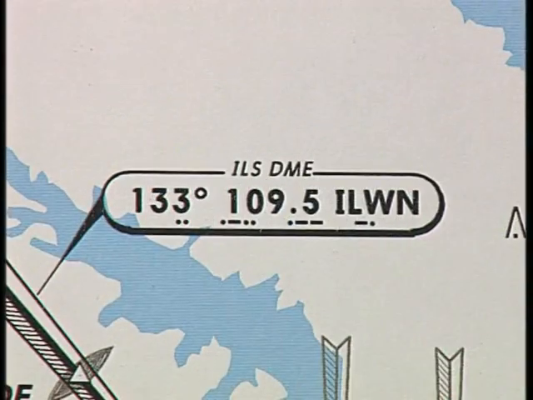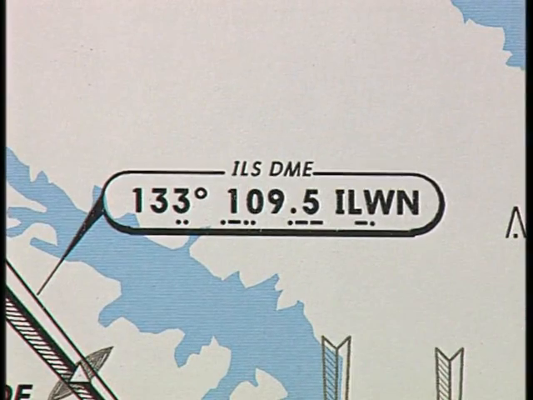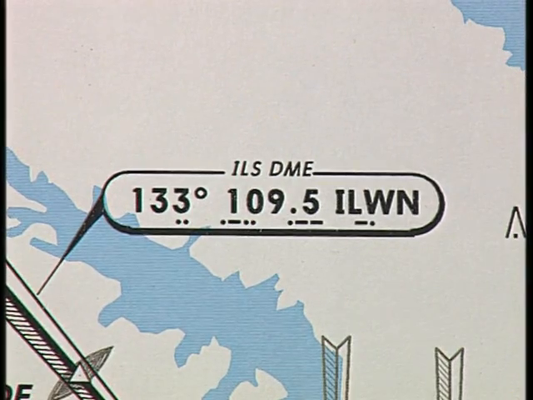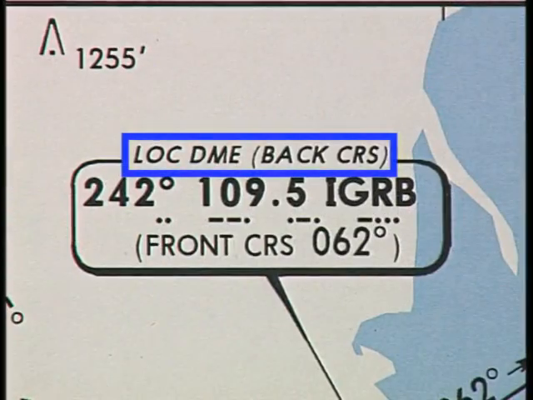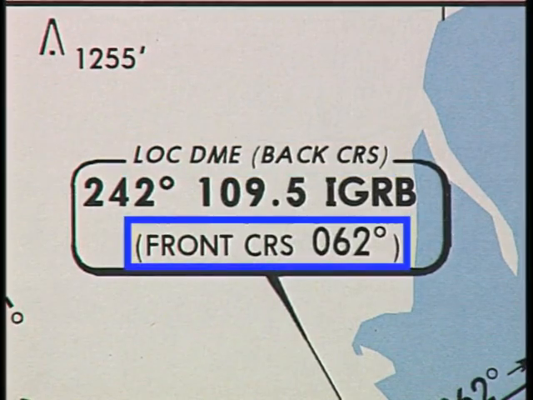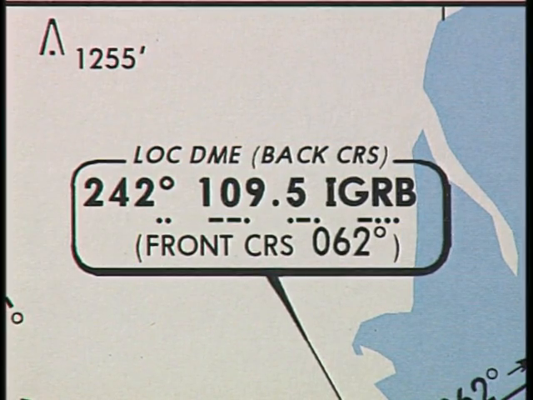If the facility is a localizer, ILS, LDA, SDF, or MLS, the nav-aid information is enclosed in an oval-shaped box. On localizer back course approaches, the front course information is also included in the box. This is provided for pilots flying aircraft equipped with an HSI.